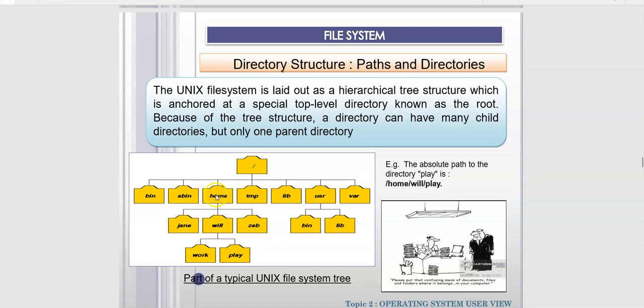But in home, there are still subdirectories: Jane, Will and Zeb. In Will there are still work and play. So the parent of work and play is Will. The parent of Will is home. Alright, so that covers path and directory.